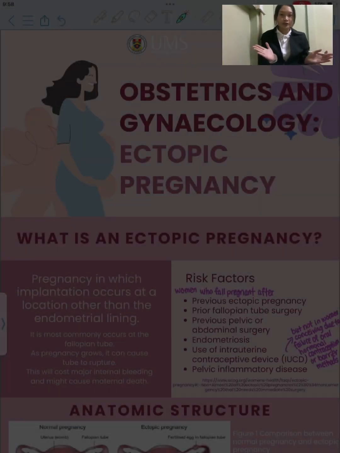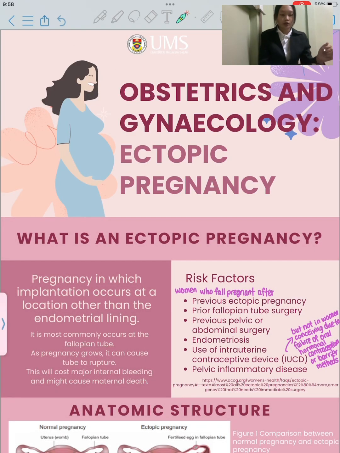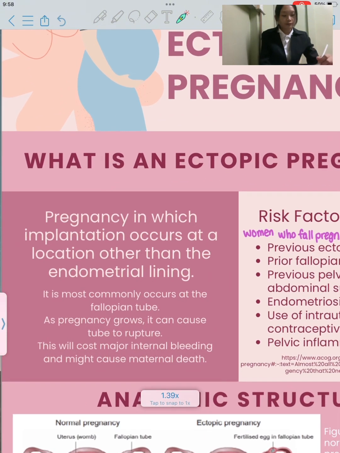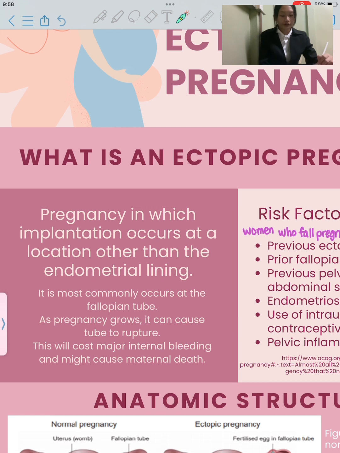Now let's get started with the presentation. The first question is, what is an ectopic pregnancy? An ectopic pregnancy is a pregnancy in which the implantation occurs at a location other than the endometrial lining, and it most commonly occurs at the fallopian tube. As the pregnancy grows, it can cause the tube to rupture, and this will cause major internal bleeding and might cause maternal death.